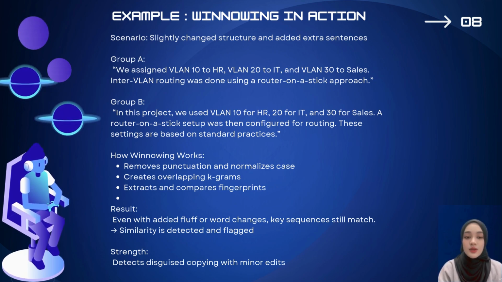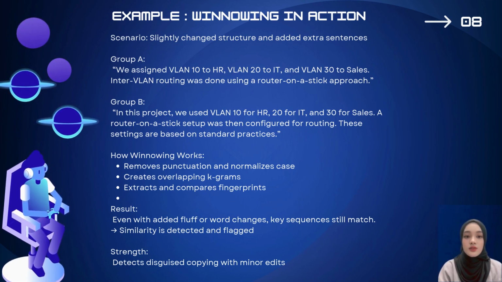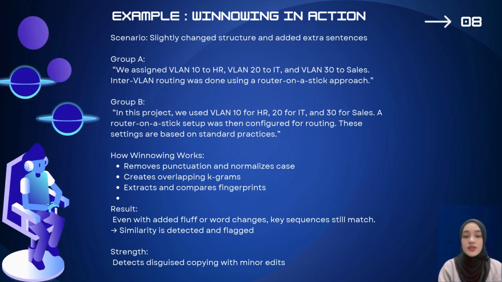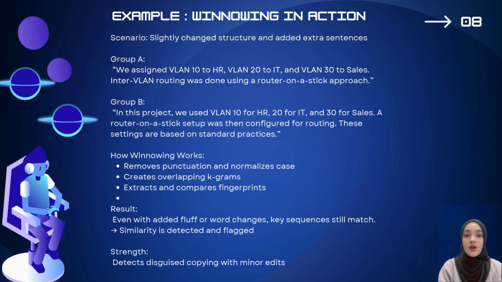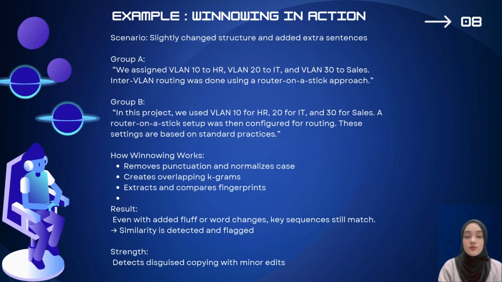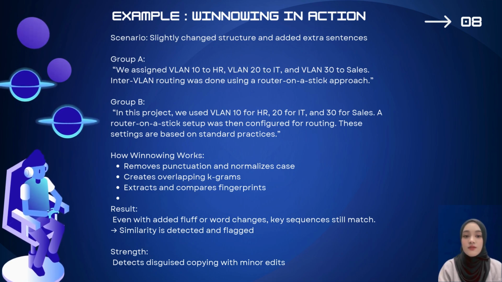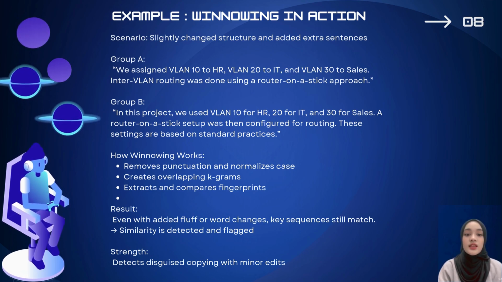Winnowing handles this by first removing punctuation and converting everything to lowercase. Then it creates overlapping segments called k-grams and extracts fingerprints, which are basically hashes representing key parts of the text. When comparing the fingerprints of both groups, it still finds matches in the core parts of the sentences. So even though Group B added some fluff, the algorithm still detects the similarity and flags it for plagiarism. The strength of this method is that it can catch disguised copying even when the content is slightly edited.